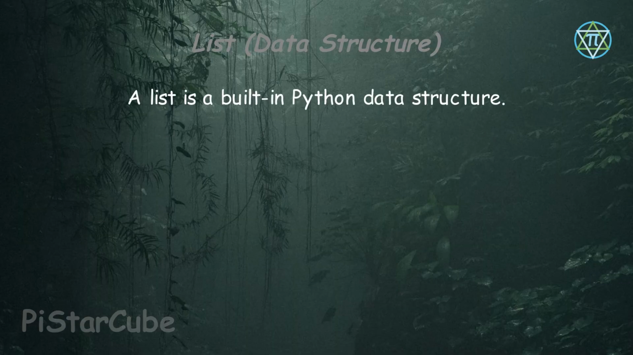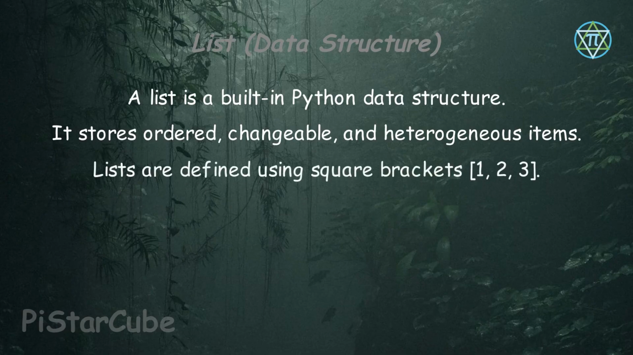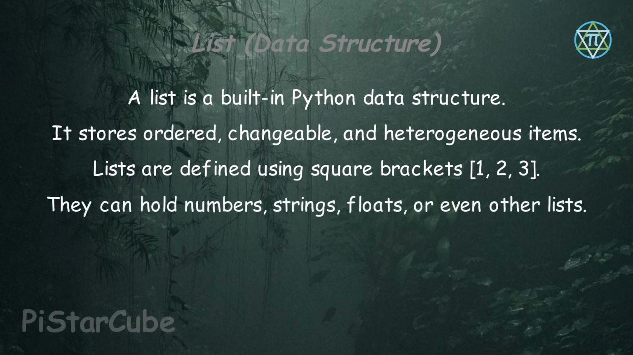A list is a built-in data structure in Python used to store an ordered collection of items. It's mutable, meaning you can change, add, or remove elements after creation. Lists are defined using square brackets, like [1, 2, 3] as you see. They can hold anything: numbers, strings, floats, or even other lists.